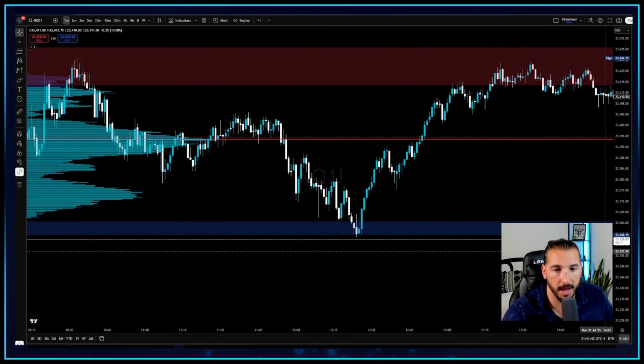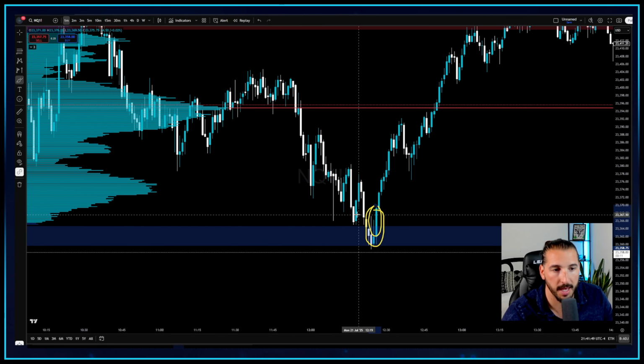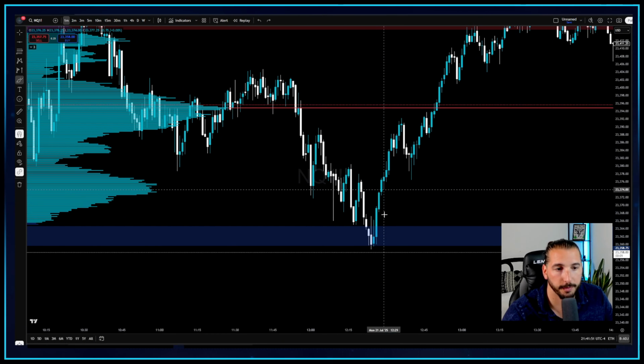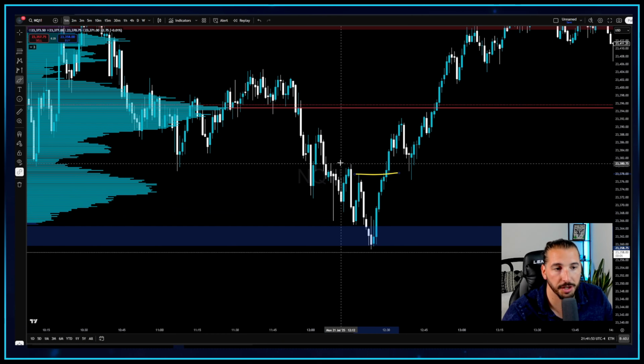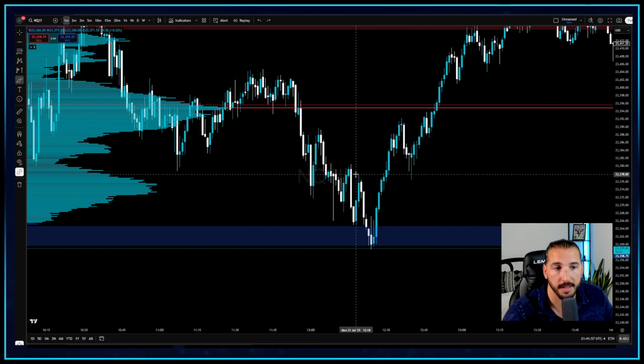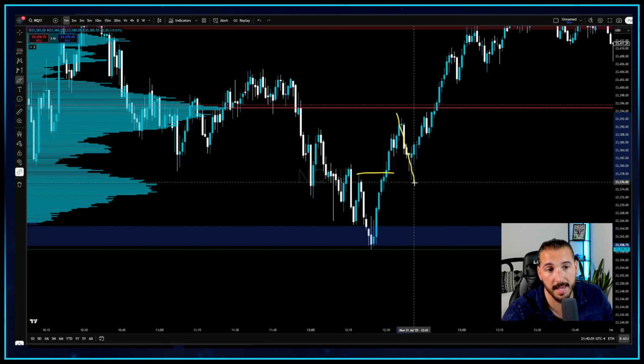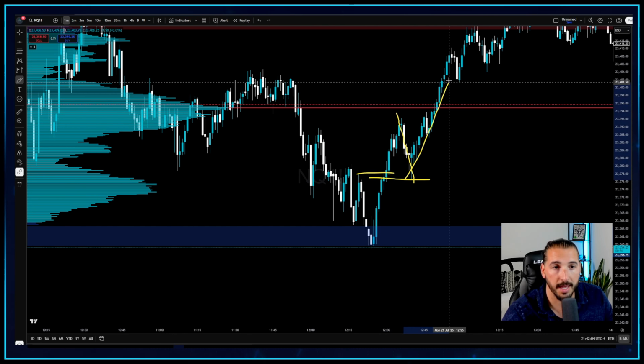Now, what might that reaction look like? I'm waiting for something as simple as a big bullish engulfing candle, this right here, moving away. I'm waiting for something as simple as a change in structure. Right, there's your change of structure. Once I get this change of structure or change in character, I'm waiting for what? A pullback into this level to then get long.